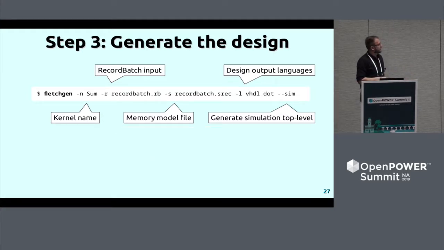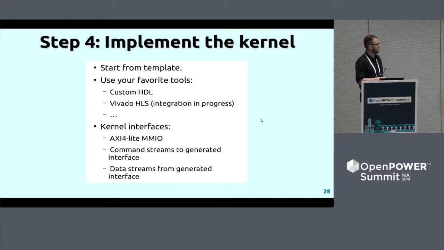All right, so after we've done that, we get all this VHDL code, right? We're not going to look at that because we don't want to cry. And then you implement the kernel. So you start from the template, in this case a VHDL template, right? And you can use your favorite tools. You can use custom HDL, or Vivado HLS, we have integration in progress, or anything else, as long as you adhere to the specification of how to use our streams, which is like AXI streams.